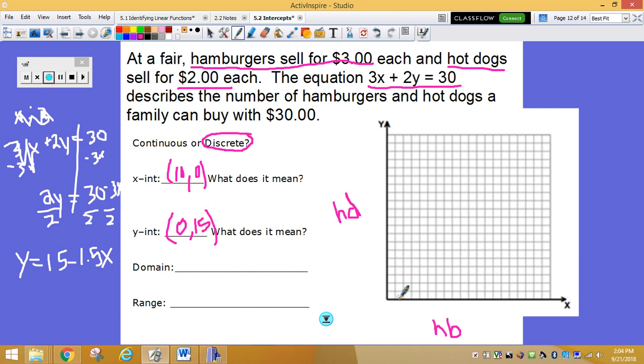So, here I need to go out to 10, so I'm going to go by ones. 1, 2, 3, 4, 5, 6, 7, 8, 9, 10. Here I need to go up to 15. What do I want to go by? Let's go by 3s. So 3, 6, 9, 12, 15. So I'm going to put a dot at 15. I'm going to put a dot at 10. Not going to connect them, so I need to find out what other dots to put.